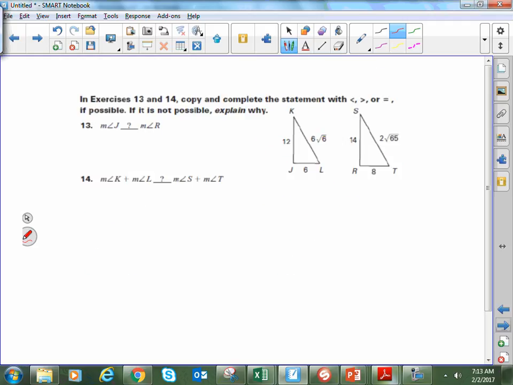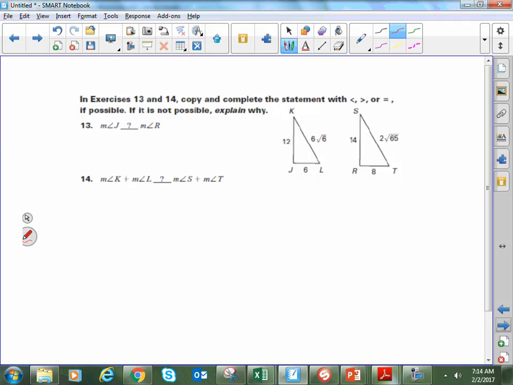Here's another one from 7.2. This is a common question that I've been asked. This is tying back into older material as far as the triangle inequality theorem. One of the things the triangle inequality theorem said: the longer the side, the bigger the angle that's across from it.